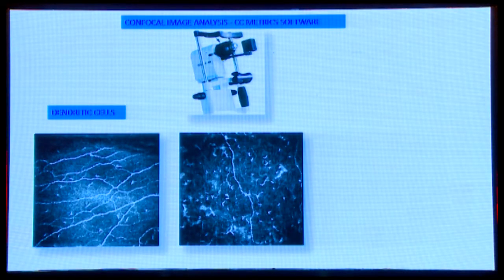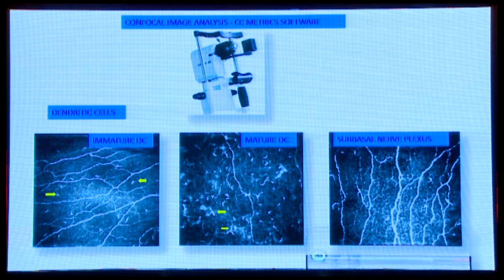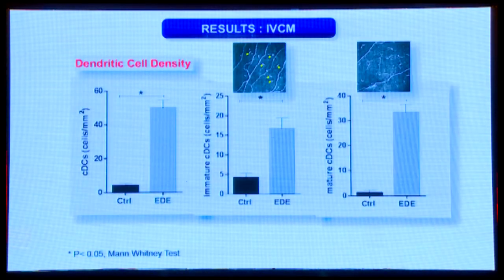The confocal images were taken and they were studied for the mature as well as the immature dendritic cells. They were also studied for the subbasal nerve plexus. The result for the confocal images was that we found that all the immature as well as the mature dendritic cells were increased in the dry eye patients. There were changes in the subbasal nerve plexus in its length and density, but they were not very predictive.